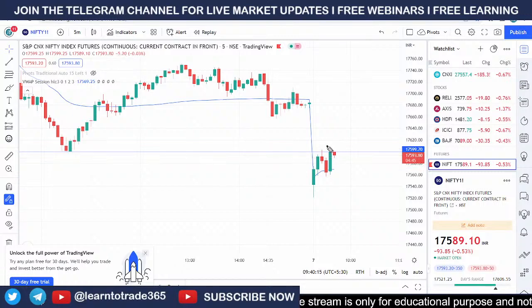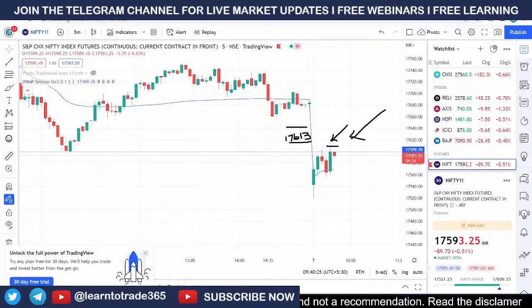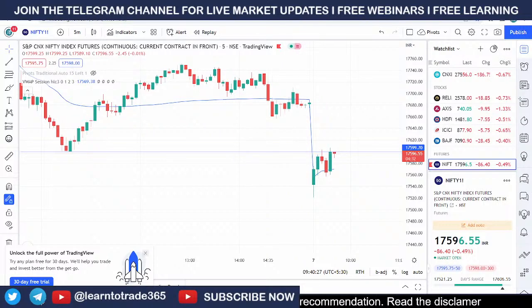Above this candlelight, Nifty is looking bullish, but I'll be giving a buffer. 17607 is the high, which means I'll be entering above 17613 levels. If price breaches 17613 levels, I'll be taking my bullish trade on the Nifty.